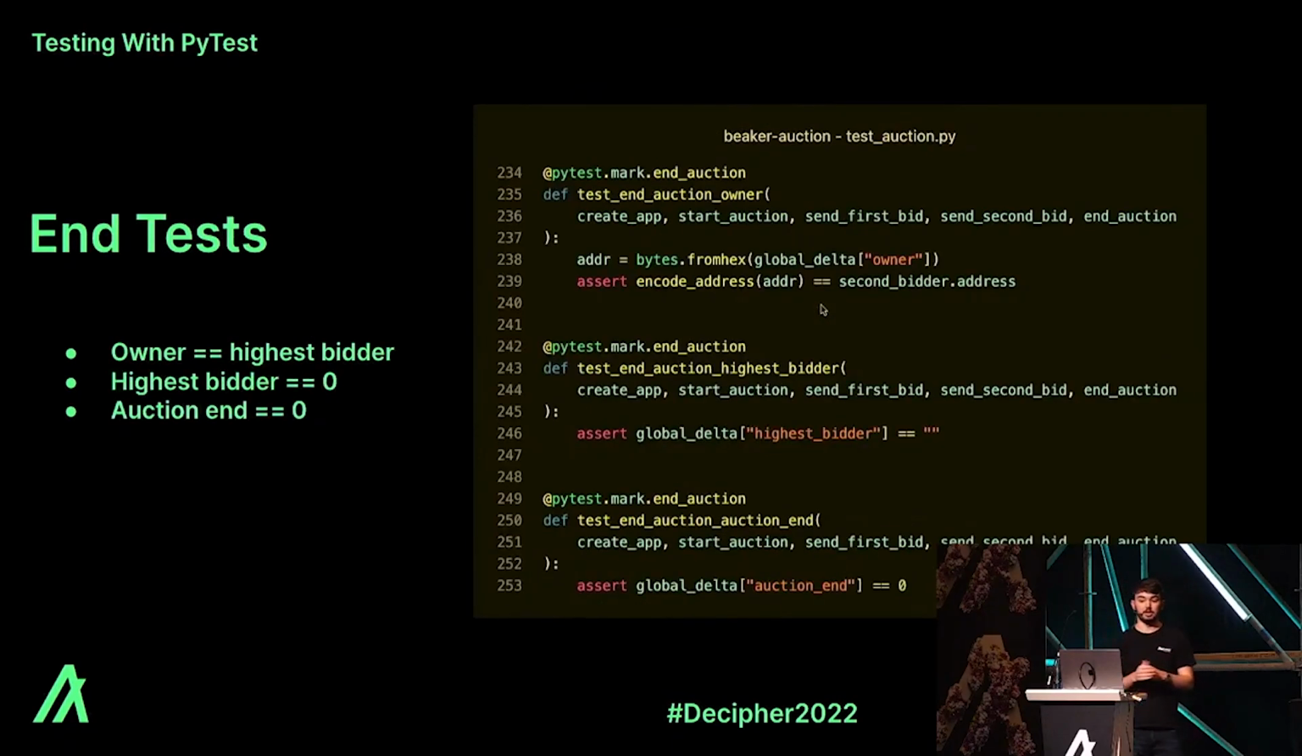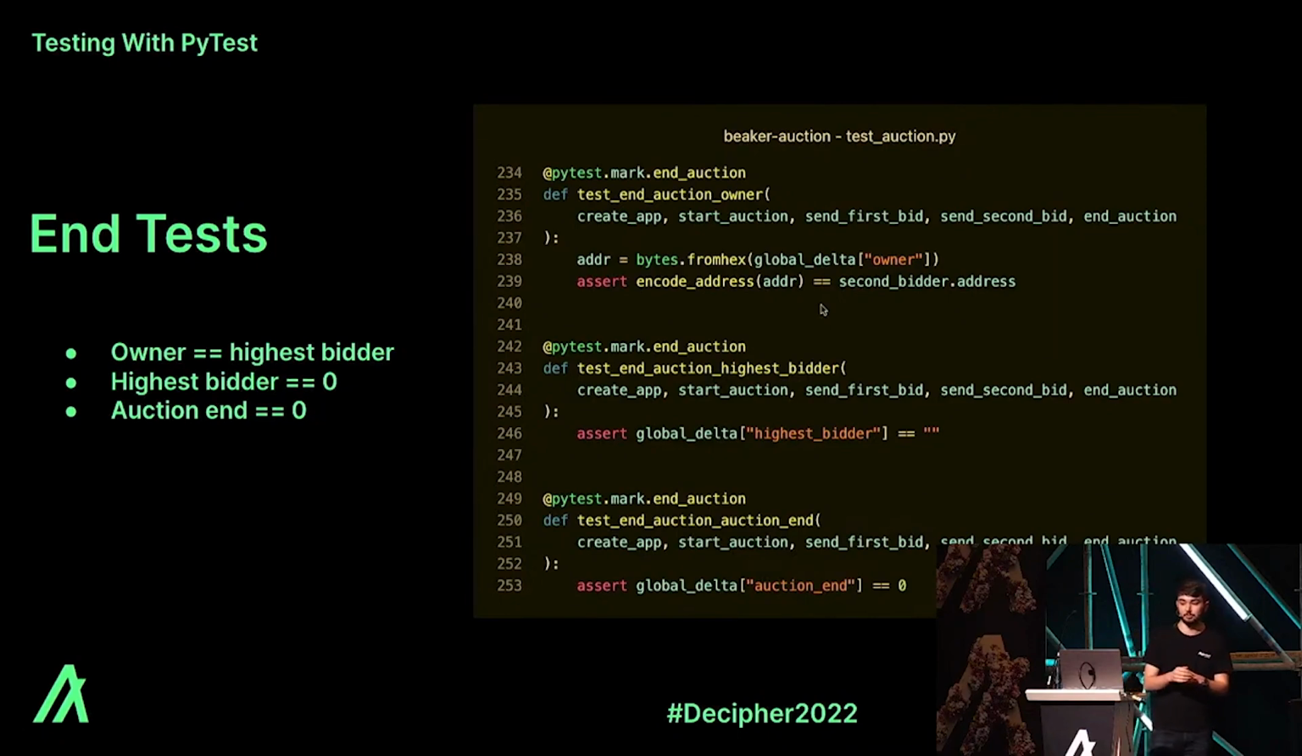And then finally, we have some assertions for the end. So the first thing we're doing is ensuring that the owner is set to the second bidder address when the auction ends. So when we call the end auction, there is a second bidder that has the highest bid. So the end auction will then change them to the new owner. We want to verify that that actually happened.